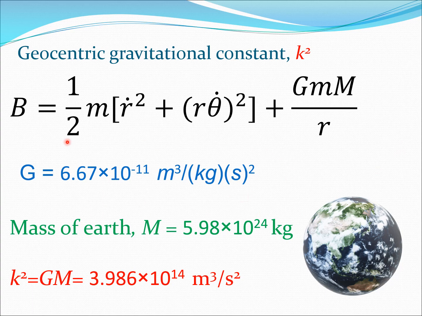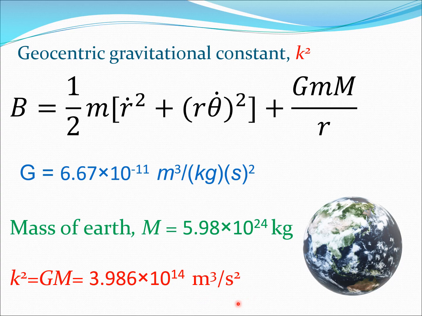We already know G is given by this value, 6.67 into 10 to the power minus 11 meter cube per kg second square. Now the mass of Earth is 5.98 into 10 to the power 24 kg. Since we are Earthlings, Earth is our point of reference. We are going to put this capital M as Earth mass, and multiply G into M, and so we get this value here which we call k square. K square is 3.986 into 10 to the power 14 meter cube per second square.